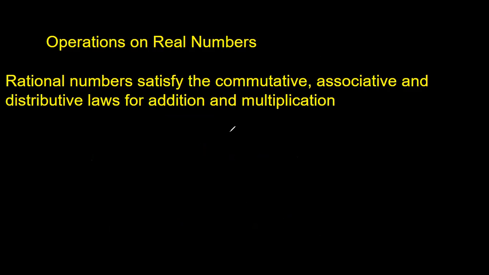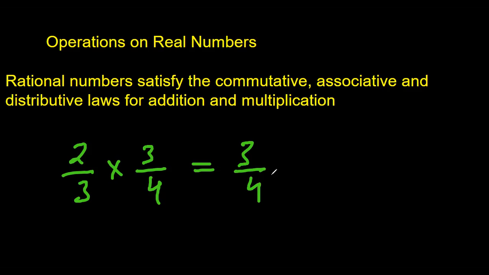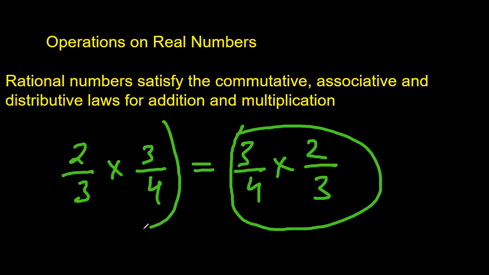We also have the commutative law of multiplication, which says the product of two rational numbers. Let us take any two rational numbers, say 2 by 3 into another rational number 3 by 4, would be the same as 3 by 4 into 2 by 3. So this is the commutative law of multiplication. The product on the right hand side will be the same as the product on the left hand side.